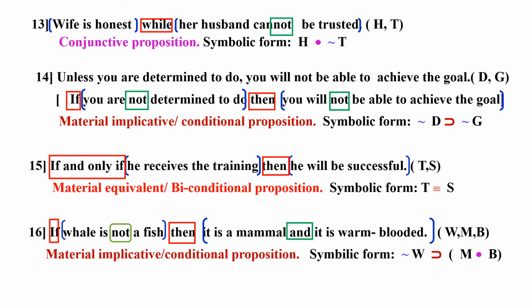So the symbolic form will be curl W horseshoe into bracket M dot B. There is a bracket because dot is a dyadic connective, whereas the antecedent has a monadic connective, so no bracket is required. And it is a material implicative or conditional proposition.